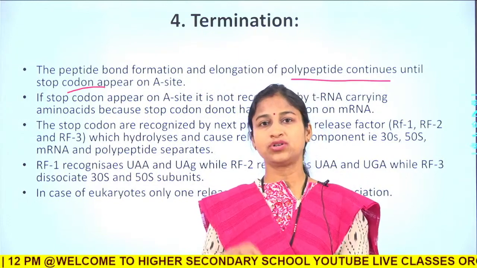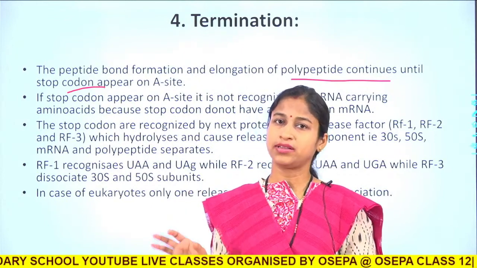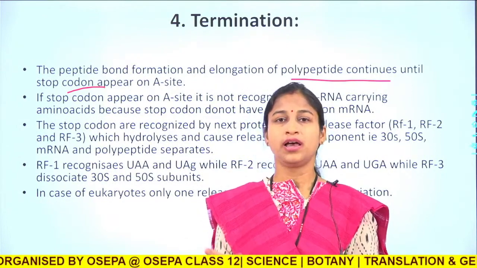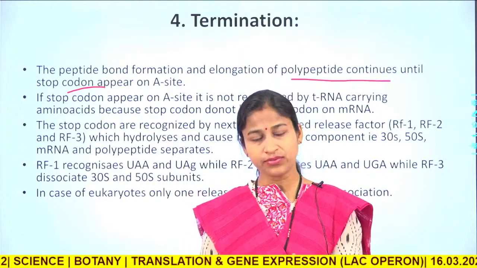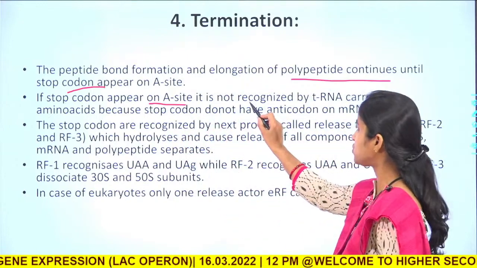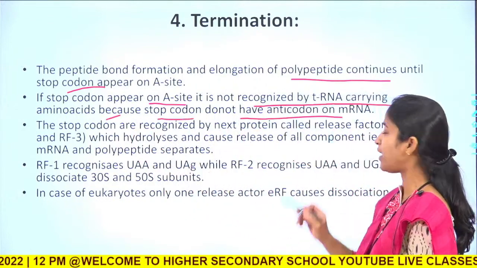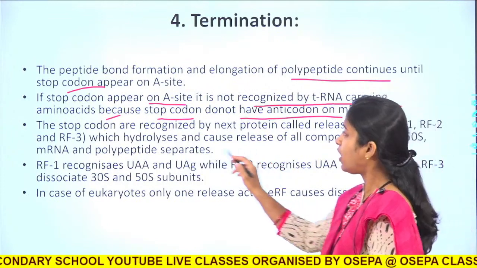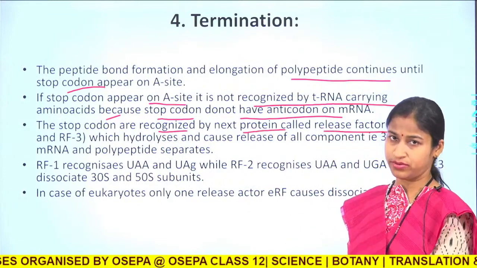In prokaryotes, there are 3 releasing factors: RF1, RF2 and RF3. But in eukaryotes there is a single releasing factor which performs all the functions performed by RF1, RF2 and RF3 in prokaryotes. If a stop codon appears at the A site, it is not recognized by the tRNA carrying an amino acid, because stop codons do not have an anticodon on the mRNA. So the stop codons are recognized by the protein called the releasing factor.